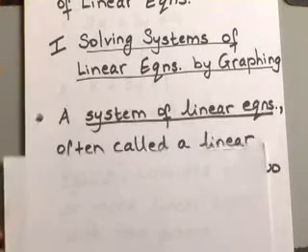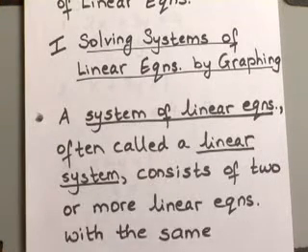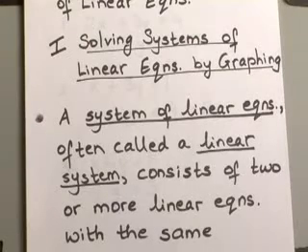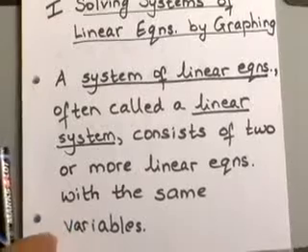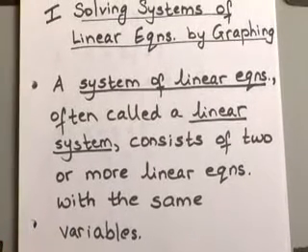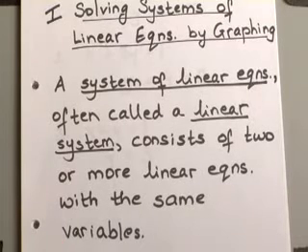So your system of linear equations is basically where you have more than one linear equation, you have two or more, and they will have the same variables. So sometimes you will also hear them being called linear systems. And as I said, the first thing we will do in this section particularly is talk about how to solve the system of linear equations. And the first method we will consider is graphing.